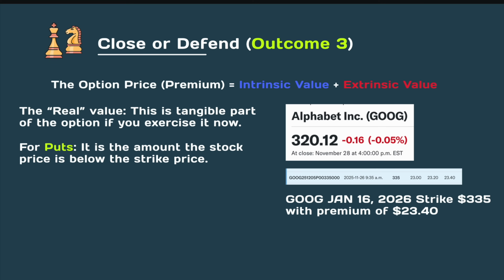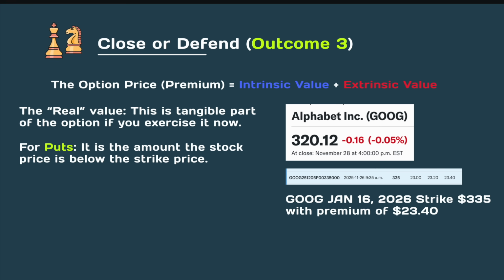So let's put those definitions to practice over here. First of all, with the intrinsic value, which I said was the tangible part, it's the real part of the option. And for put options, the intrinsic value stands for the amount that the stock price is below the strike price. If you look on the side over here, this is Alphabet. We're going to use this example to understand intrinsic and extrinsic value. So Google is trading at about $320.12 on November 28. Here's an option that expires on January 16, 2026 with a strike price of $335.